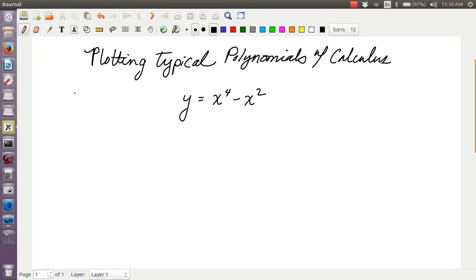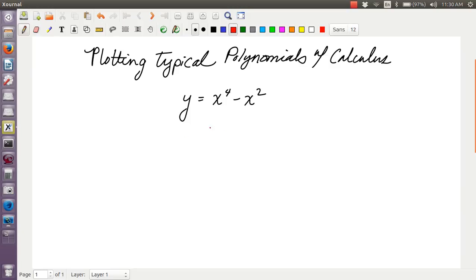Hello. So this is an example of plotting a typical polynomial using calculus. And I wanted to put together a whole bunch of things I've been covering in both my Calc 1 classes, both applied calc and regular calc. So I'm giving this example. Some of you may have seen it before.